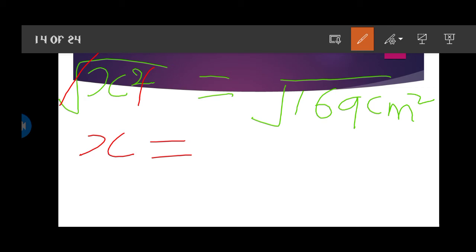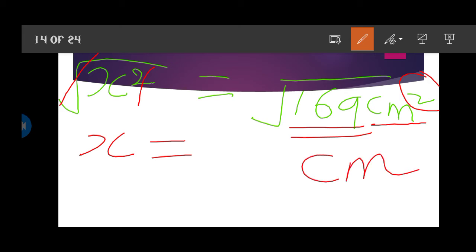Then I will now find the square root of 169. You get it now? Square root means look for a number that will multiply itself and the answer will be 169. Normally we don't need the centimeter square. Square root of centimeter square will be centimeter, because the square will cancel the square root. So what we are looking for now is the square root of 169.